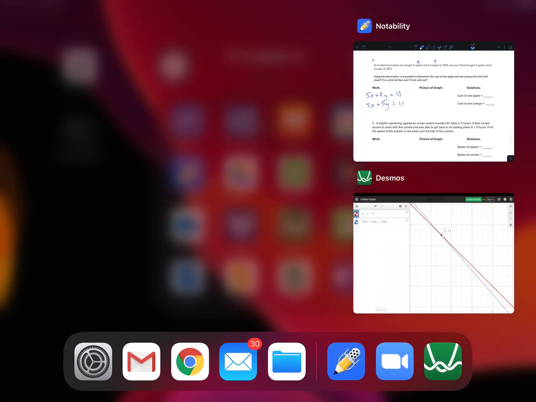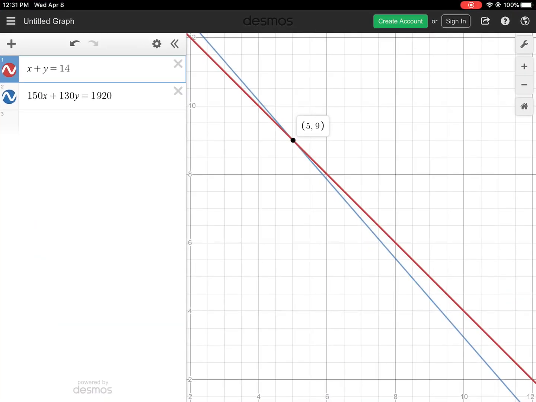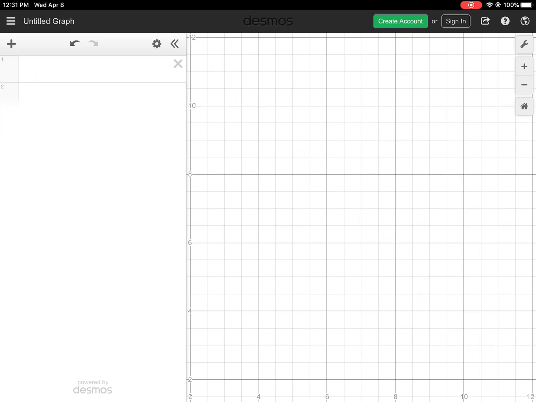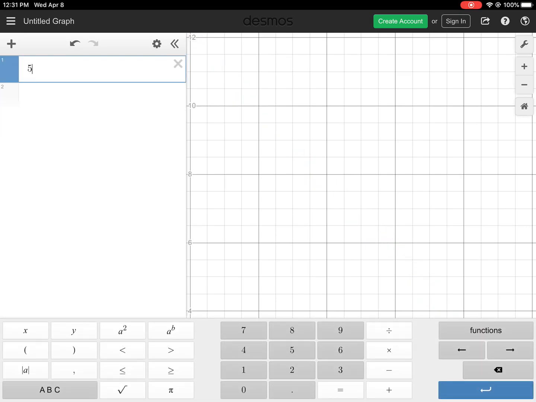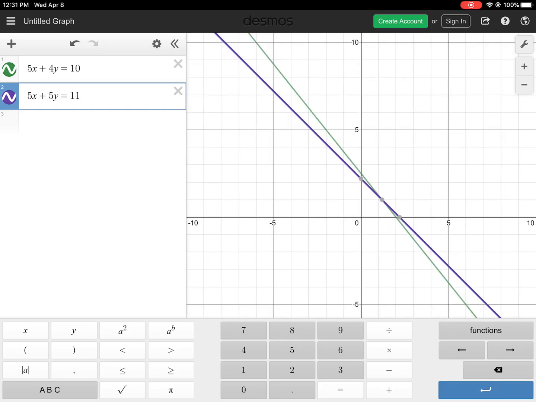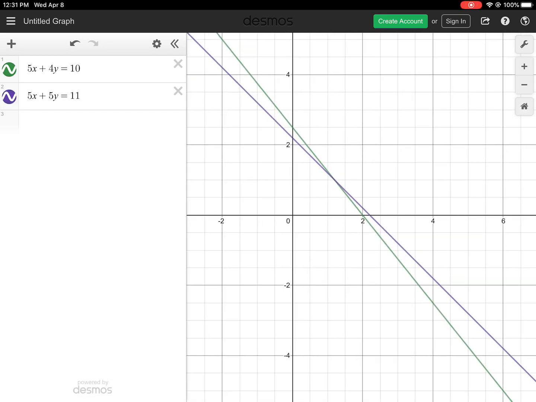So I'm going to close out of here, and here we go. So we're going to change these to 5x plus 4y equals 10. And then down here it was 5x plus 5y equals 11. And again, I don't see the graph. I'm going to hit the home button. It zoomed me in here.